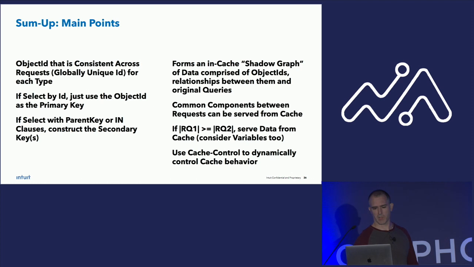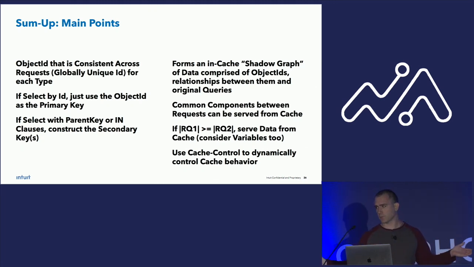Okay, so let's sum up main points, right? So basically, this is about object IDs that are being used for this comparison across different requests. Basically, a primary key selection is very easy. It's basically just a hash table get. And then if we want to do something more complicated, like an actual query where we say, let's go check against a foreign key, or let's use in clauses, then we have to construct these secondary key sets, right?